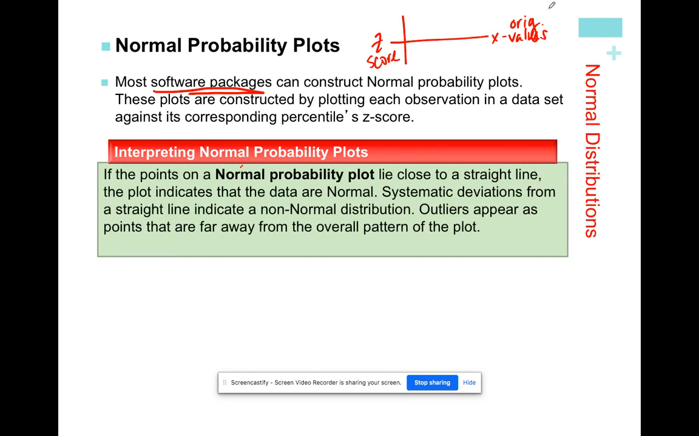So if the points on a normal probability plot, or NPP for short, are roughly linear, or they lie close to a straight line, that tells us that the data is approximately normal. If you see any sort of a curve, or if you see outliers, those would be indications of non-normality. We do want to be careful when we're talking about the data being normal. We always want to use those L-Y words. So when we're saying something's normal, it's approximately normal or roughly normal.